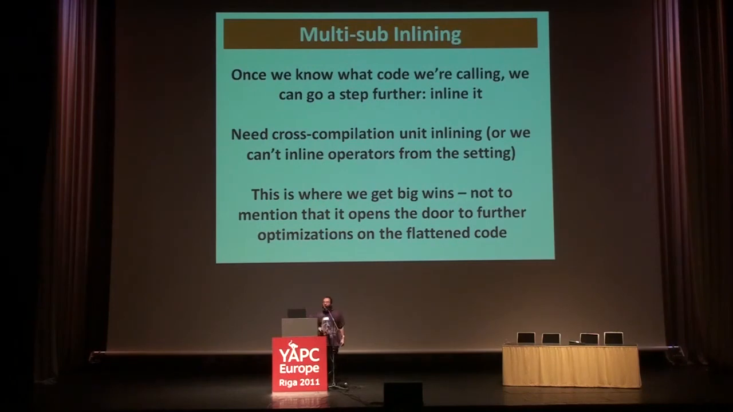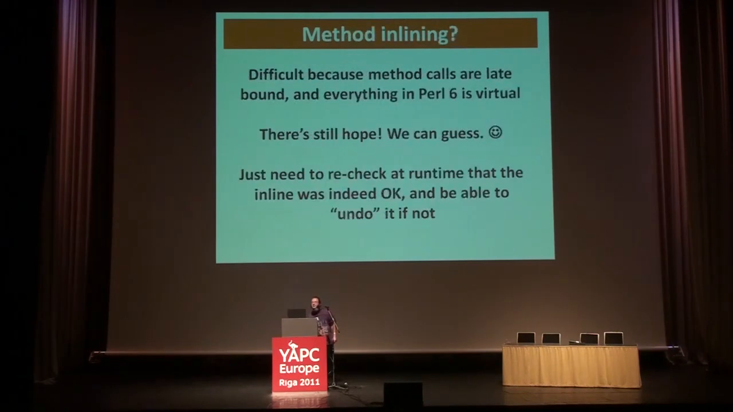Now, that's multi-sub inlining. Some people say, well, can we do method inlining as well? The problem with method inlining is that even if you know the type, we accept subtypes of the things we pass in, and that means we don't know where the method dispatch will go. But that's okay, we can guess. And if we guess wrong, we just need to have enough around so we can unguess later on.